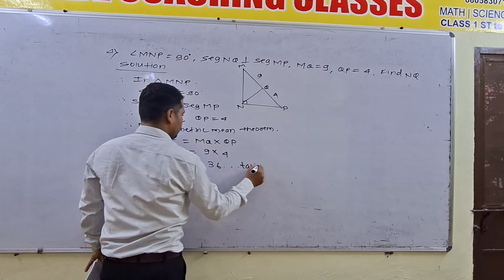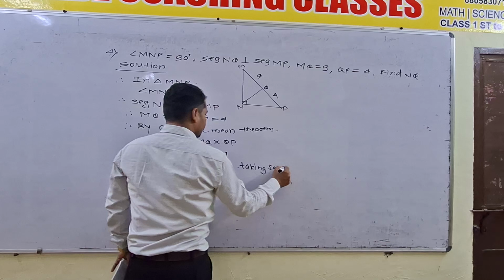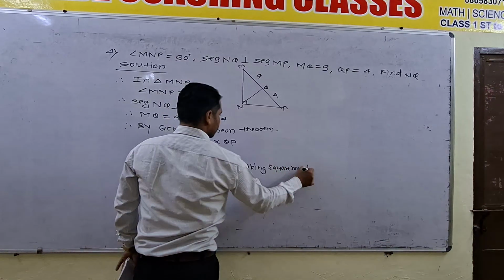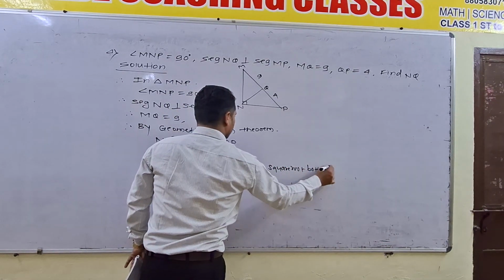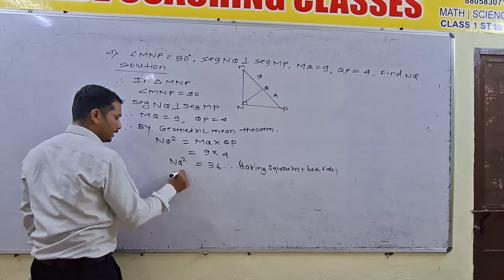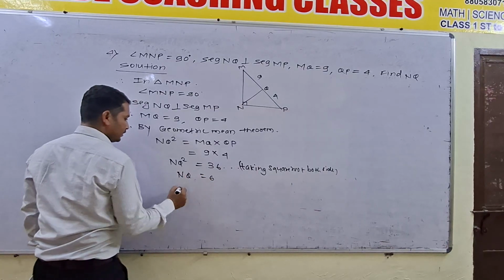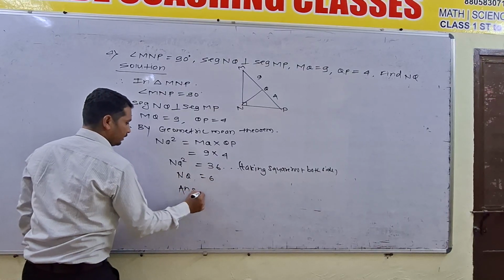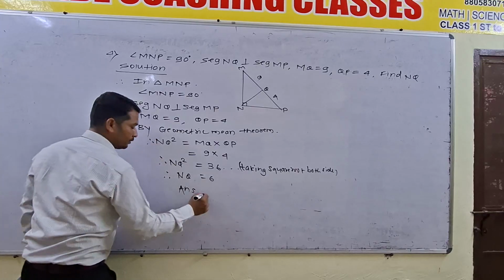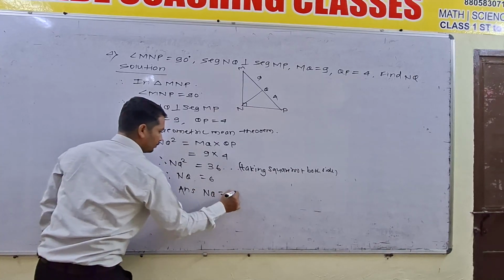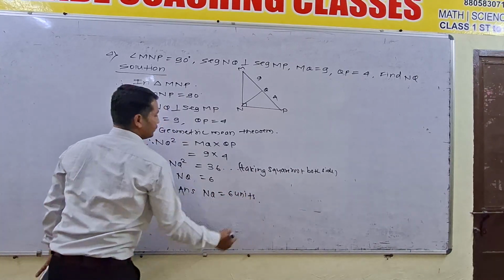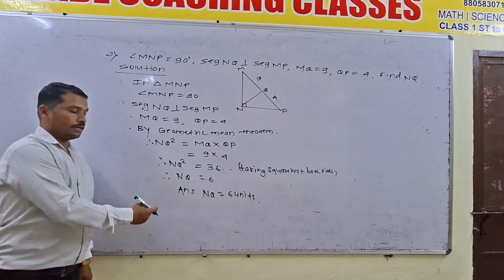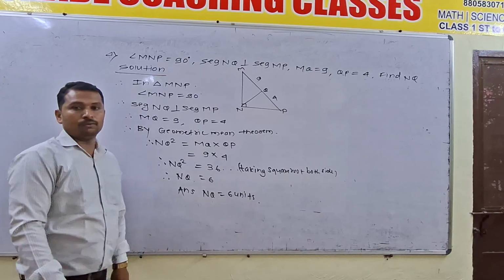Taking square root on both sides. So NQ is equal to 6. Write down there, answer: NQ is equal to 6 units. That is the right answer. Write down quick and fast. You will take only 2 minutes.